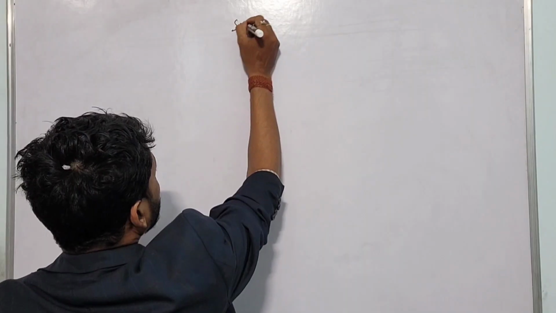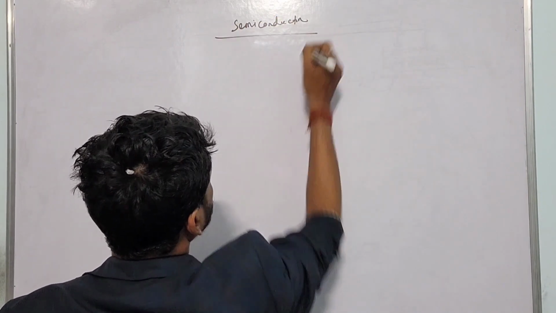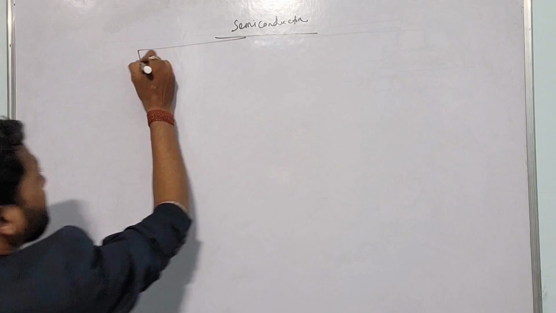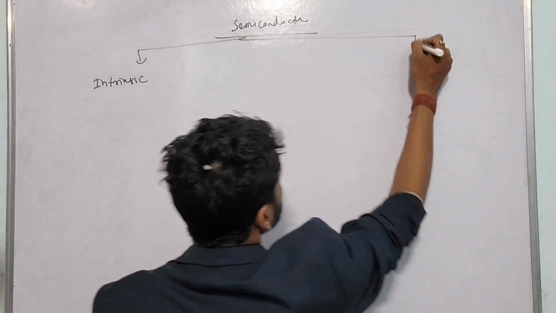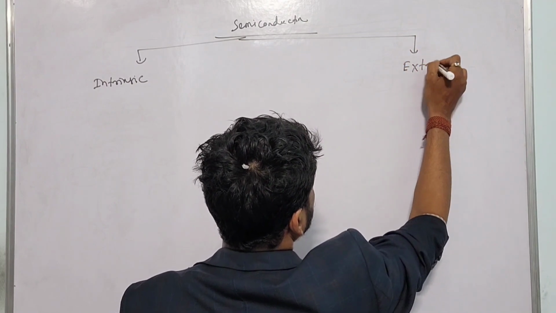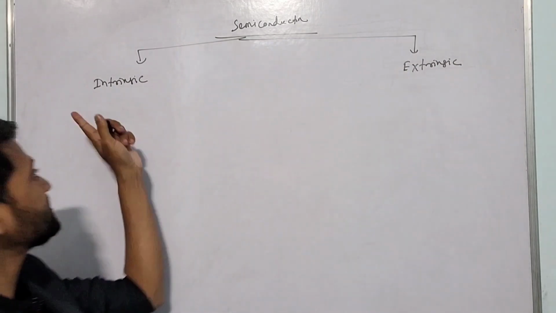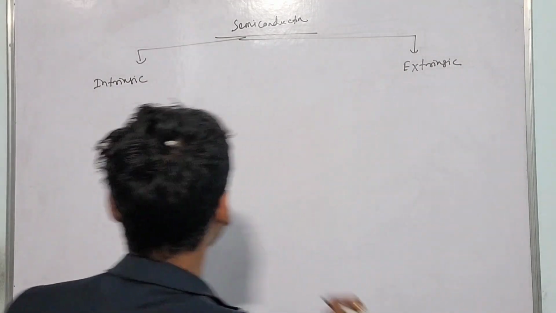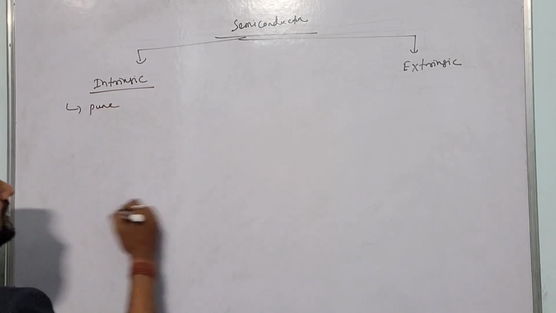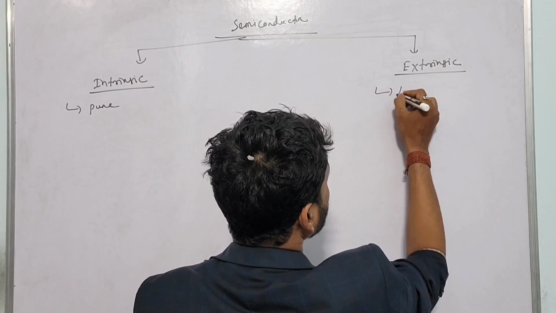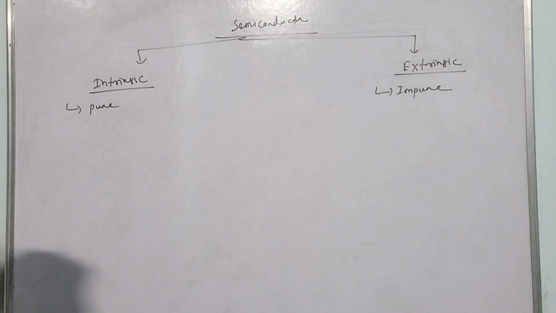So let's start. Semiconductors are of two types. One is intrinsic semiconductor, second is extrinsic semiconductor. We can classify semiconductors in two categories. Intrinsic semiconductor is pure semiconductor. Extrinsic semiconductor is impure semiconductor, meaning some impurities are there.